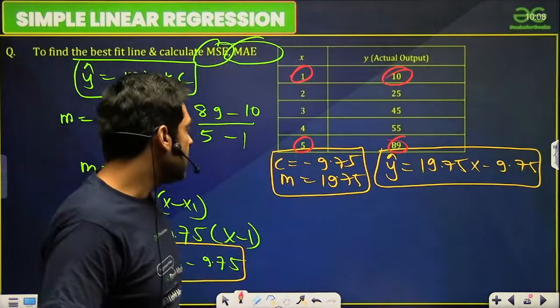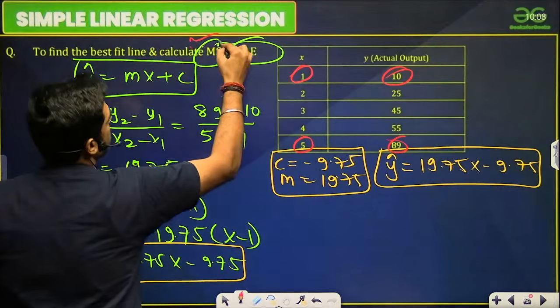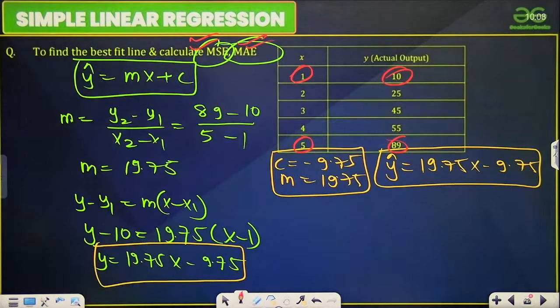चलिए अब हमको क्या निकालना है? Now we need to calculate the value of mean square error and mean absolute error. ठीक है, अब आपको निकालना है the mean square error and mean absolute error.